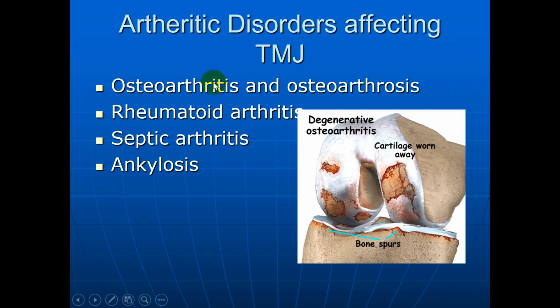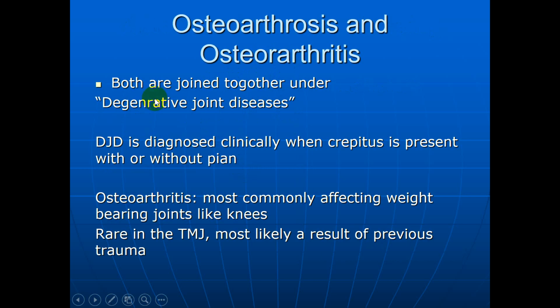Both of these are degenerative changes. Actually, they are combined under the term degenerative joint diseases. Okay, so osteoarthritis, osteoarthrosis, both are degenerative. There is degeneration in the joint. These degenerative joint diseases are diagnosed clinically when we have crepitus. Crepitus is not the click.